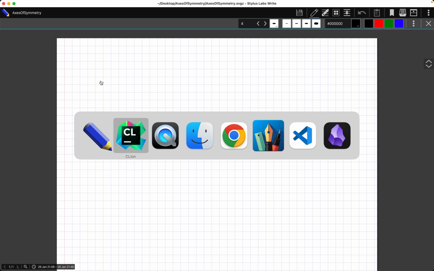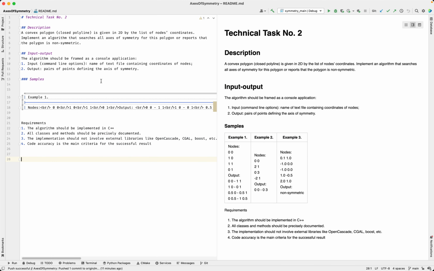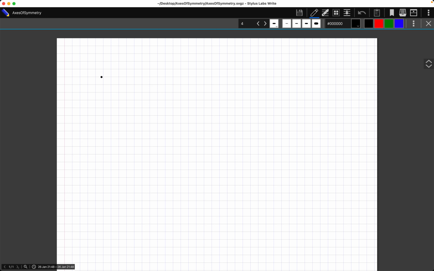So we've got the polygon with vertices starting at 0, 0, then 1, 0, 1, 1, and 0, 1. For every polygon we should first perform the following.